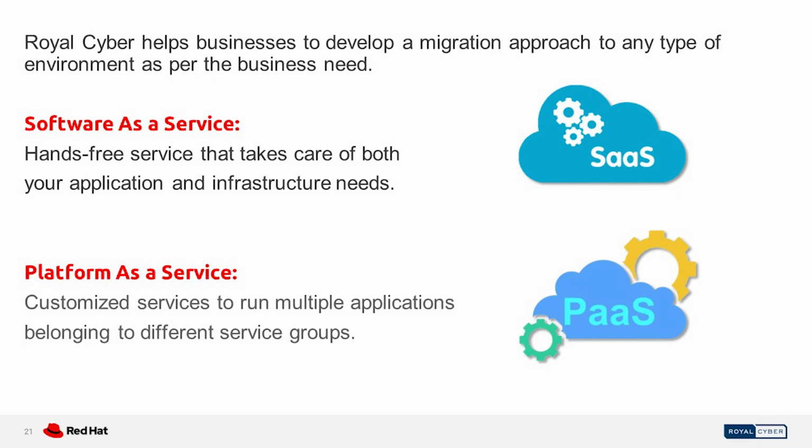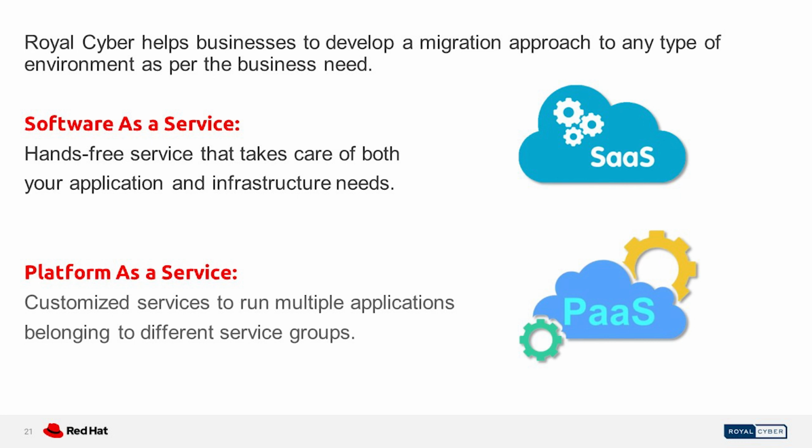Assessment. Royal Cyber can assess a business's existing e-commerce environment and determine the best approach for migrating to OpenShift. Planning. Royal Cyber can help businesses plan and prepare for their migration to OpenShift, including identifying any technical or operational challenges that may need to be addressed. Also, Royal Cyber can help businesses migrate their e-commerce application to OpenShift, including setting up the necessary infrastructure and migrating data.